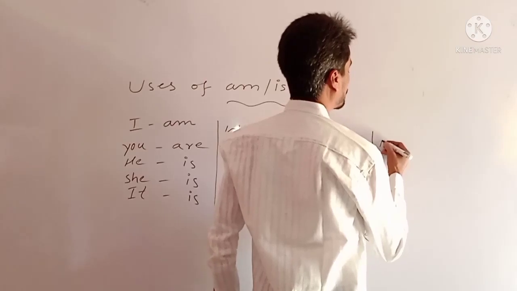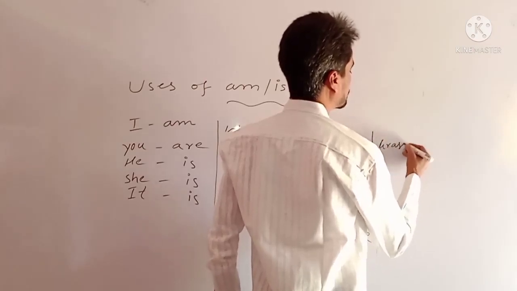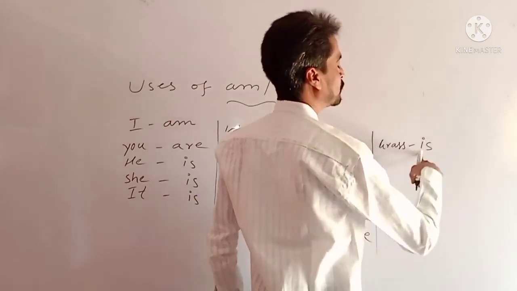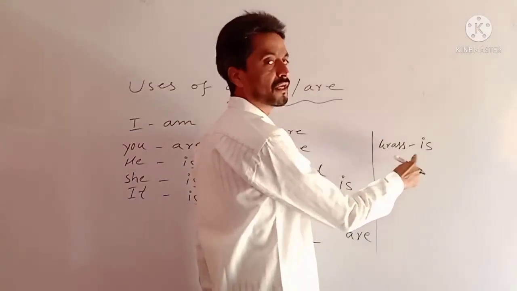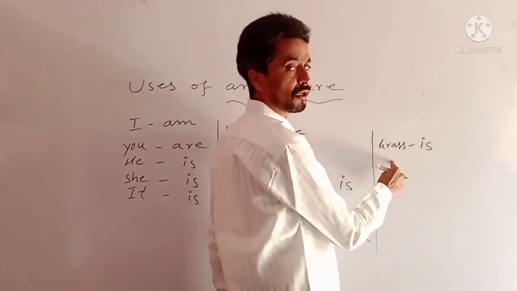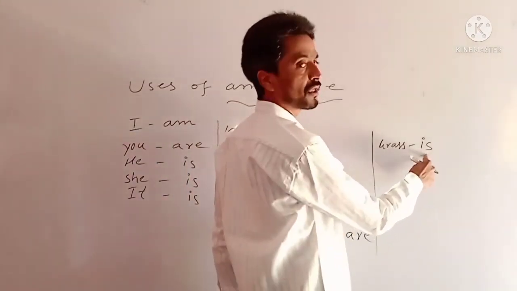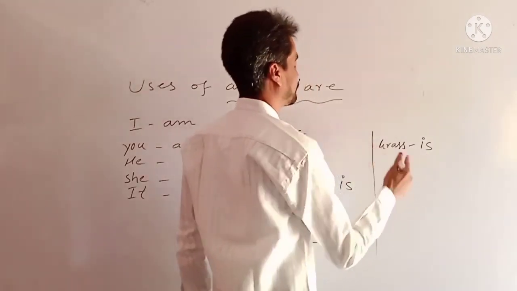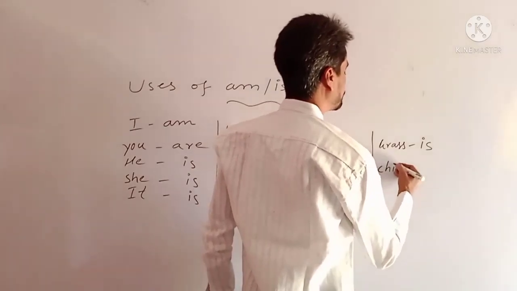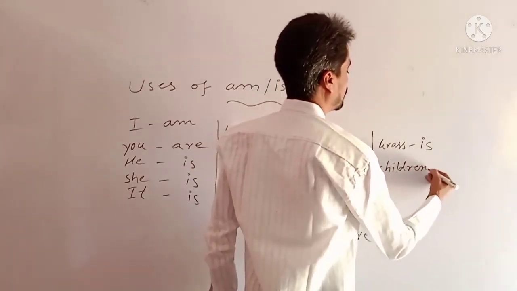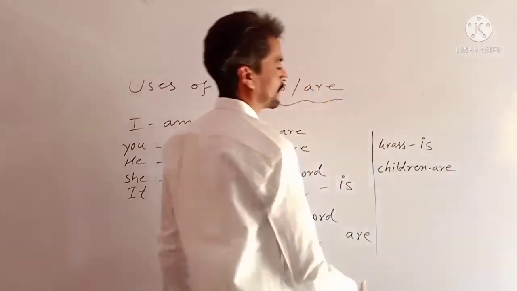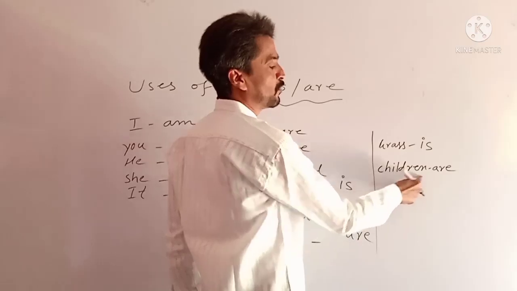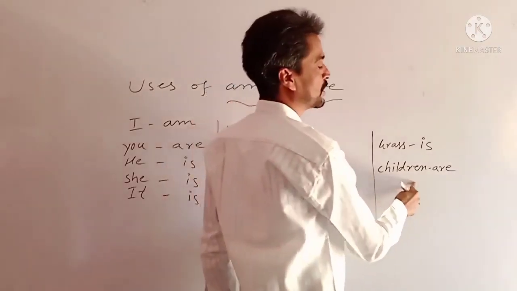Example, grass. With grass, we can use the helping verb is. Grass is the naming word and it is in singular form. That's why we can use is with a naming word which is in singular form. Children are. Children is a naming word but it is in plural form. That's why we can use are here.